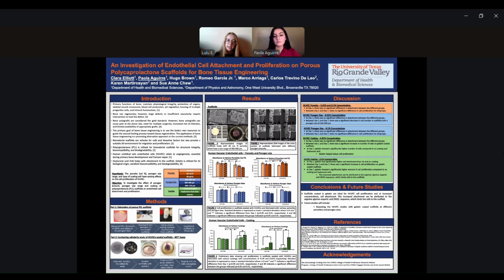And it's important to note that while it may look, just based off a glance, like the data is trending down or up, we can only come to conclusions when we see statistical significance. And the only instance of statistical significance is what we see in our 0.01% concentration study. From day 1 to day 7, we see a significant decrease in cell number in scaffolds that are of a porogen size of 106 to 300 micrometers.